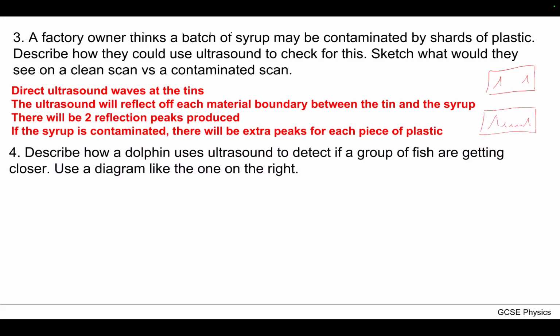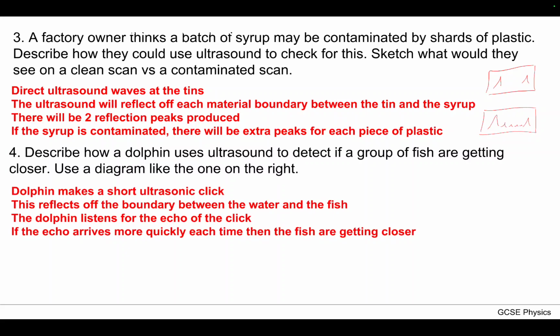So number 4, describe how a dolphin uses ultrasound to detect if a group of fish are getting closer. It says use a diagram like the one on the right, but I've not got a diagram. So a dolphin makes a short ultrasonic click. You don't have to say click, but you could just say sends out ultrasound. It reflects off the boundary between the water and the fish, and then the dolphin simply listens for the echo. If the echo arrives more quickly, then the dolphin knows that the fish are getting closer. It's relatively straightforward. Exactly the same as sonar that a submarine uses.